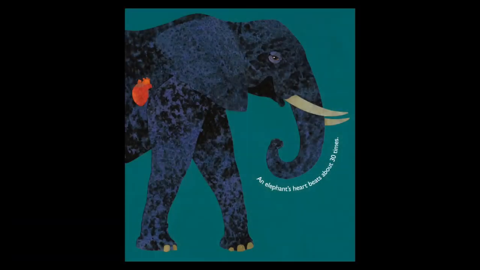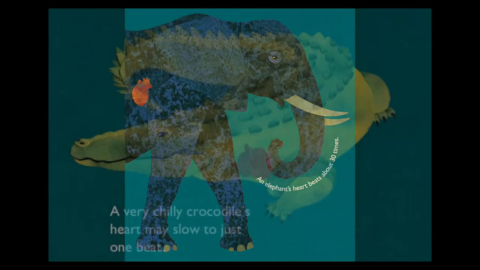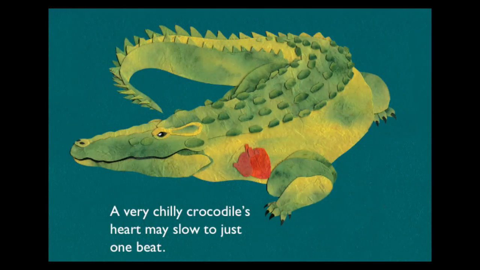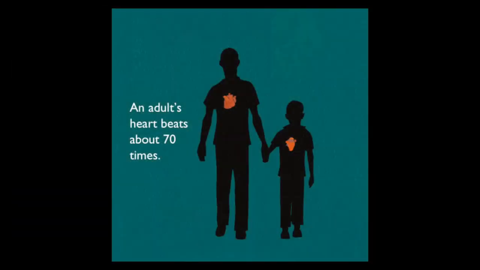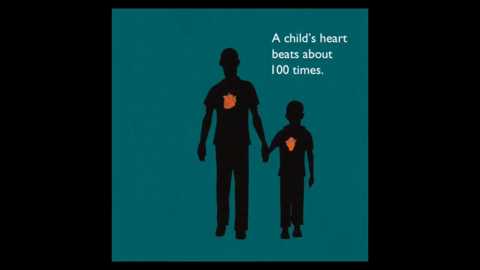Other things that happen in just 1 minute. An elephant's heart beats about 30 times. A very chilly crocodile's heart may slow to just 1 beat per minute. A hamster's heart beats about 450 times. An adult's heart beats about 70 times. A child's heart beats about 100 times.